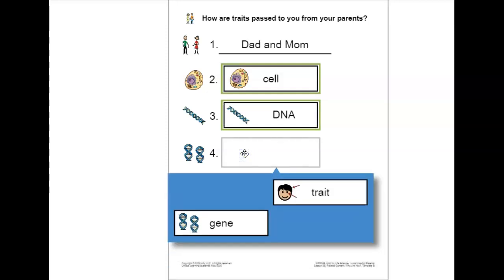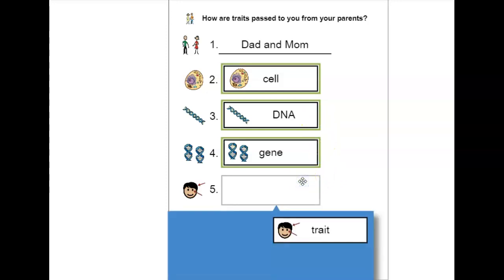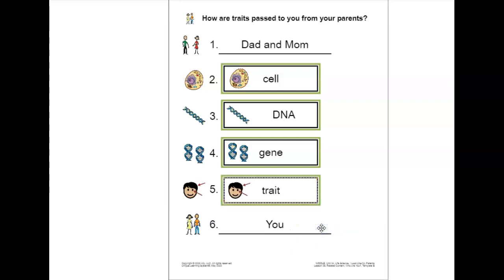Small parts of our DNA are called what? Genes. Okay? Small parts of our DNA are called genes. And our genes give us our traits. The trait is passed on to you. Okay, so that's how our traits are passed from your parents to you.